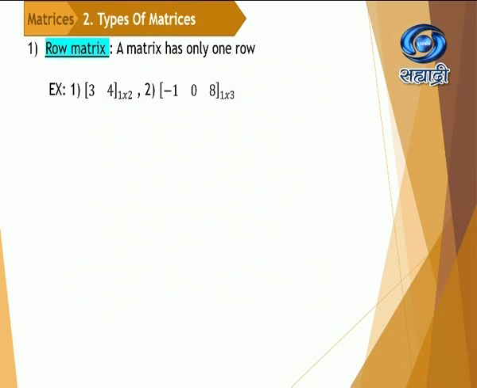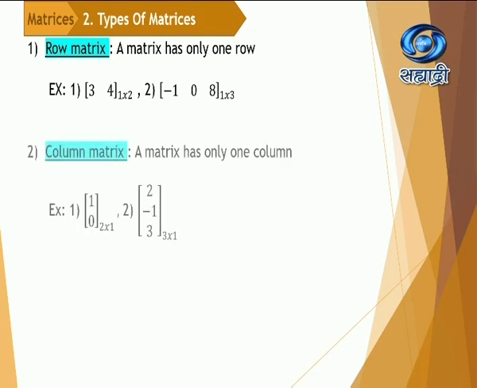The first is the row matrix. A matrix that has only one row. Easily we can identify the definition from the words row matrix itself. An example is here: 3, 4 enclosed in rectangular brackets. So 1 cross 2 is the order. 1 means only one row and 2 means there are two columns. Second example: -1, 0, 8 with the order 1 cross 3.